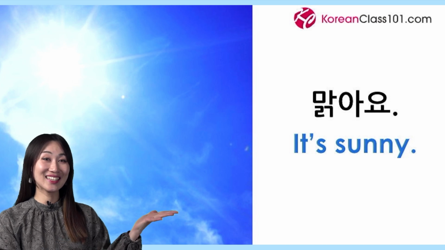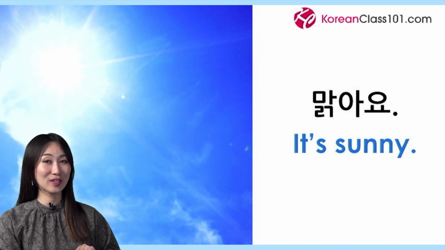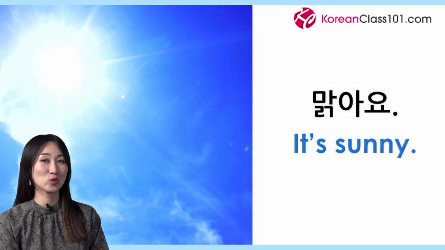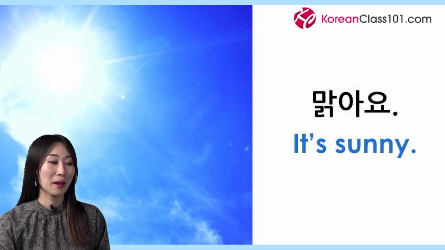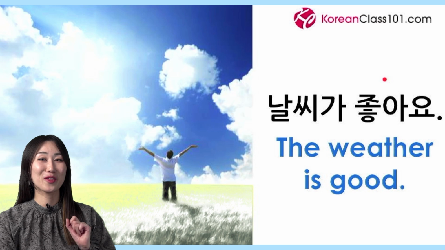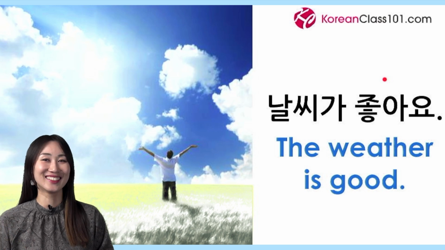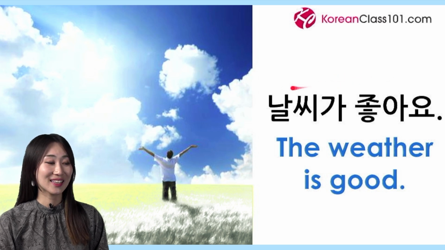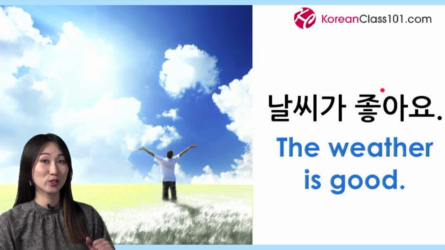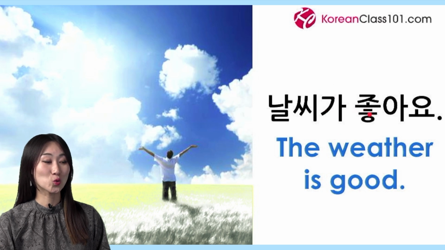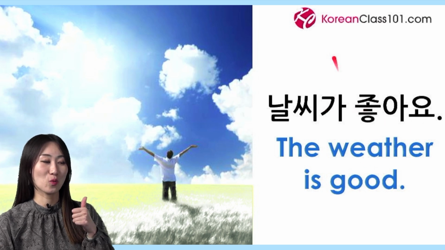Next is sunny. Yes, in spring, there are many sunny days. So you don't need to worry about the weather so much. So sunny is 맑아요. Next, the weather is good. This is what I'm repeatedly saying. But 날씨가 좋아요. The weather is good. 날씨, weather, 가, particle. 좋아요 means good. So the weather is good.